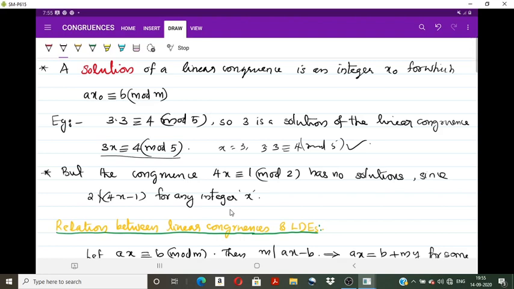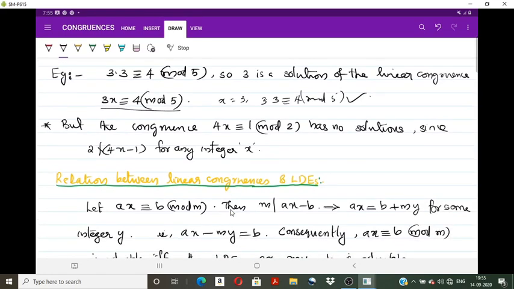Now we are going to find the relation between linear congruences and linear Diophantine equations. We have already said that Diophantine equations are linear equations which have integer solutions. First of all, we consider the linear congruence Ax congruent to B modulo M. By the definition of linear congruence, this means that M divides Ax minus B. Or we can write Ax is equal to B plus M into Y for some integer Y. Or we can write it as Ax minus My equal to B.